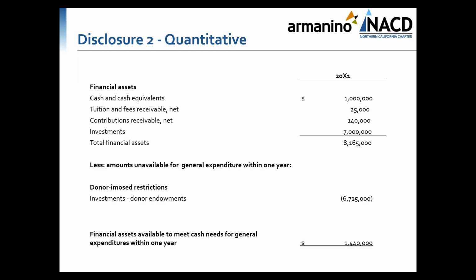So let's look at what their quantitative disclosure would look like. So total financial assets are 8 million. The key thing that they have that are not available is the investments, so that are related to the donor endowments. So this particular organization, out of 8 million in financial assets, has about 1.4 million that's available to meet cash needs for general obligations. So again, a little bit different picture when you're just looking at financial assets on the statement of position versus what's actually available. School in a different scenario, right? They just went through a huge expenditure for a major capital project.